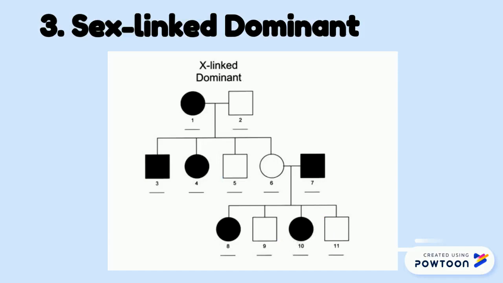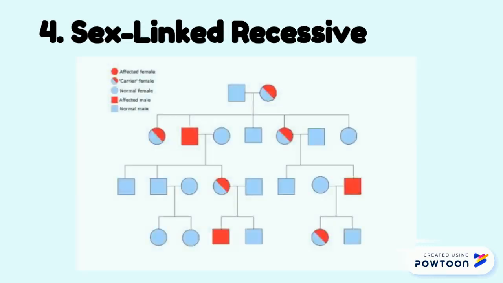As shown in the diagram, if an affected male has children, his daughters will all be affected because the daughters will receive the affected X chromosome from the father, but no sons will be affected. This pedigree depicts a sex-linked trait on the X chromosome. Here, only males are fully affected.